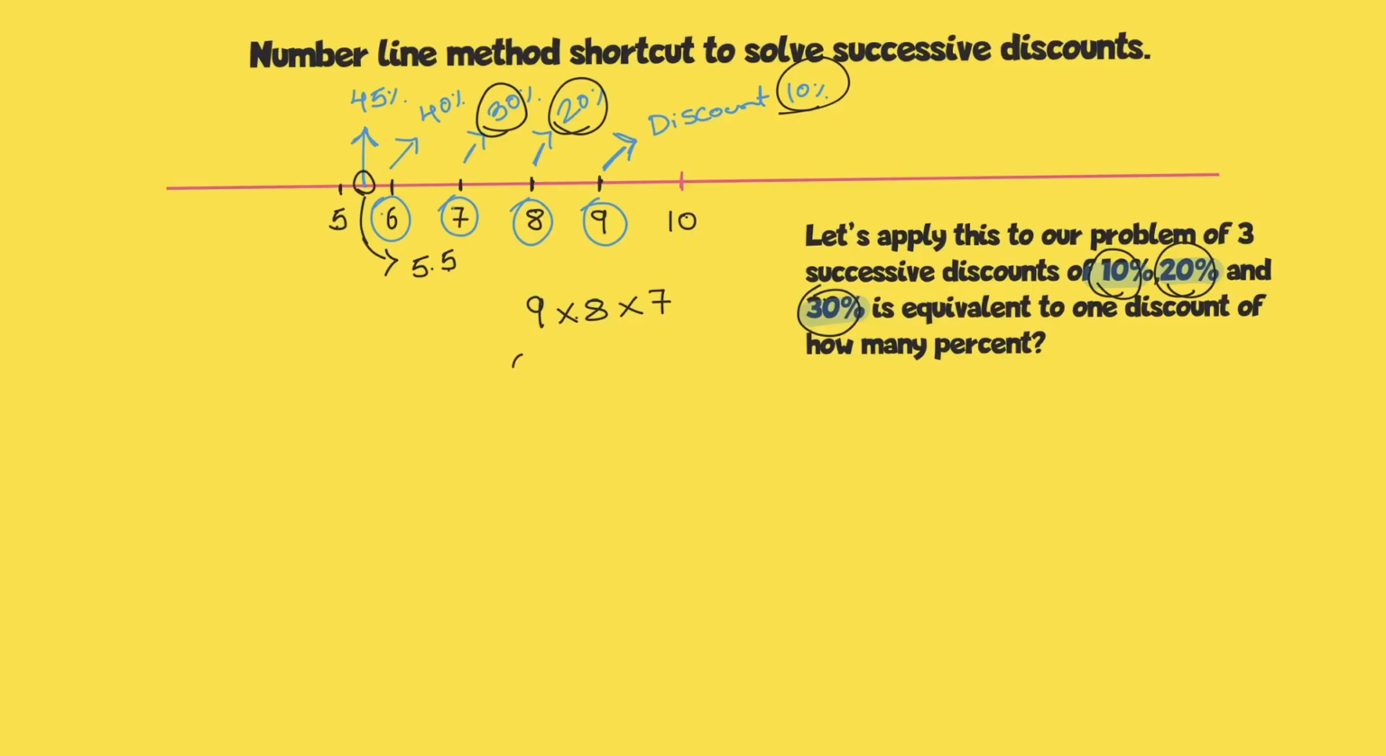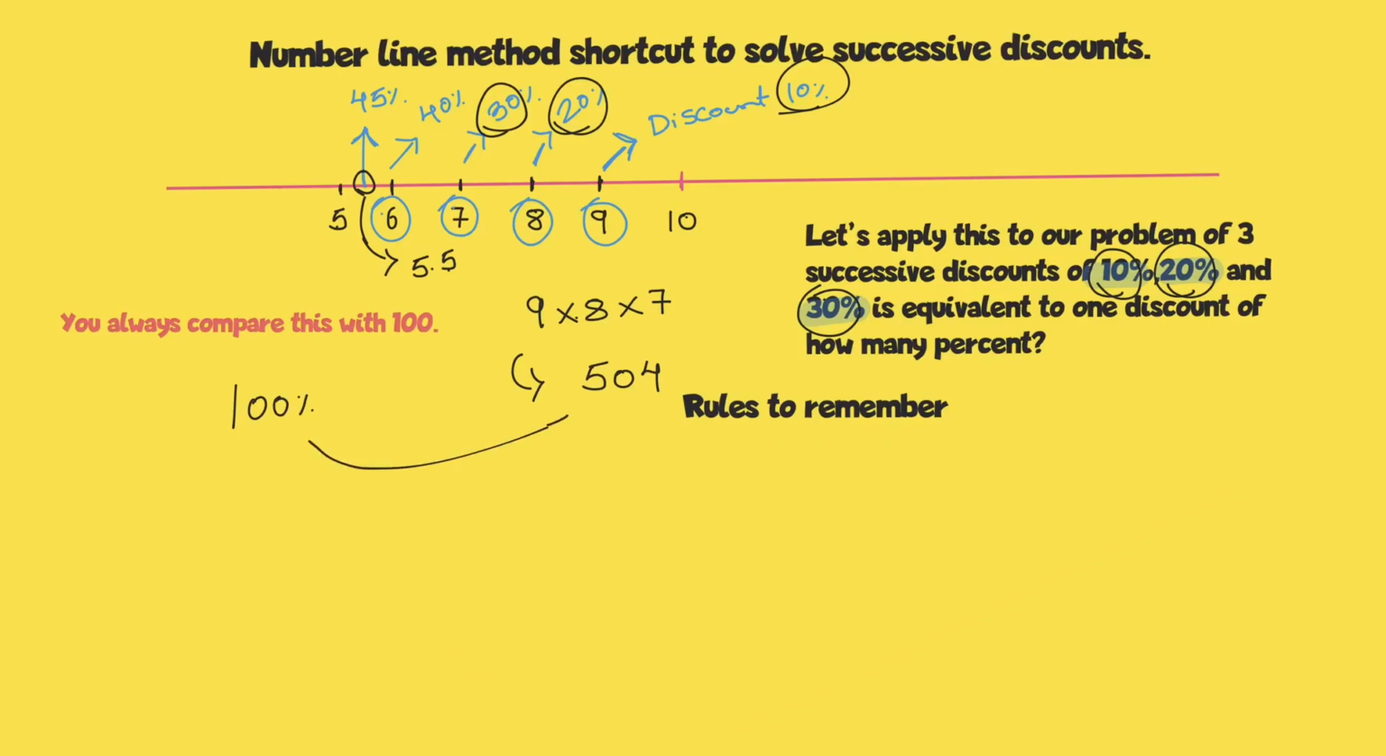Now just multiply this, 9 into 8 into 7. 9 into 8 is 72. 72 into 7 is 504. So I get 504 here. Now what will I do with this? There are certain rules that you are supposed to remember now. What are those rules? You always compare this with the value of 100. So initially it was 100%. Now it has reduced to this value, which is 504. Sorry, so 100% has reduced to 504.